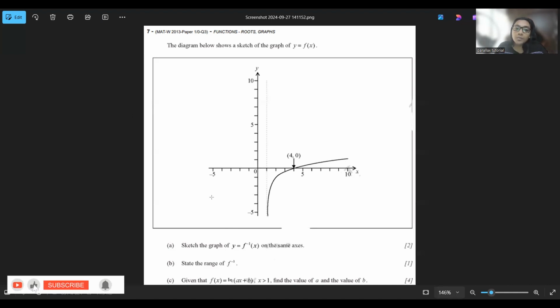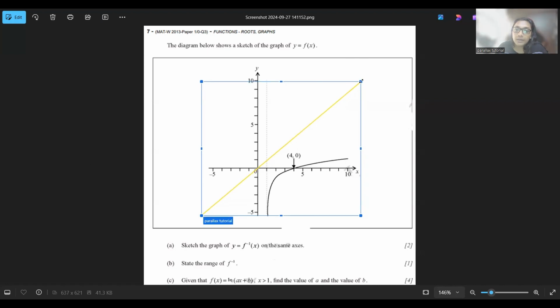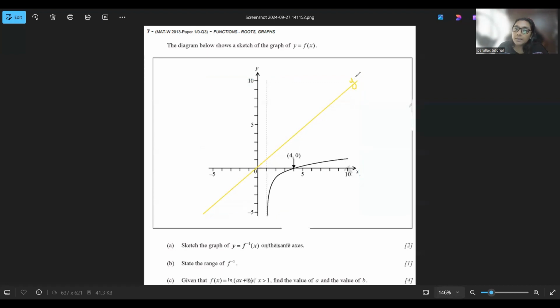What I do is I start with the x is equal to y line. The reason why I do this is we know that inverse functions reflect along the y is equal to x line, right? So this is my y is equal to x line. You may choose not to draw this line, but it helps us understand how inverses work. So we know that y is equal to f inverse of x. This is what we have to plot.